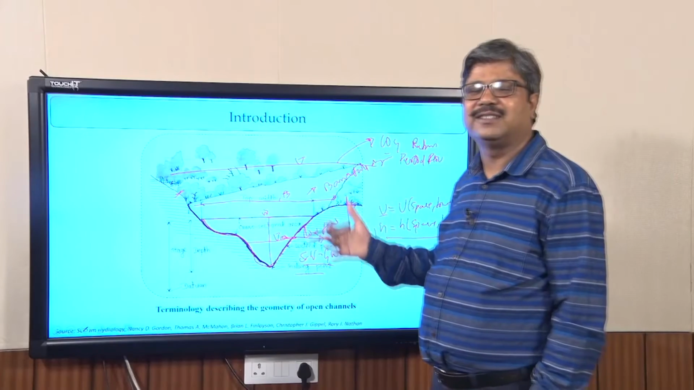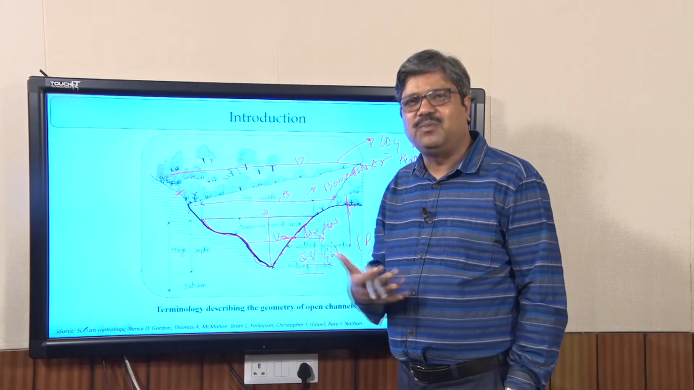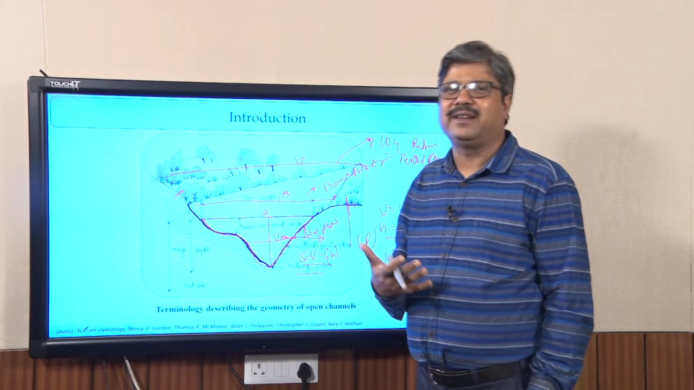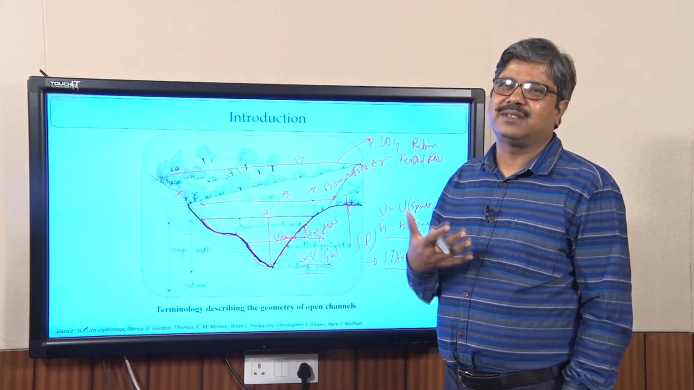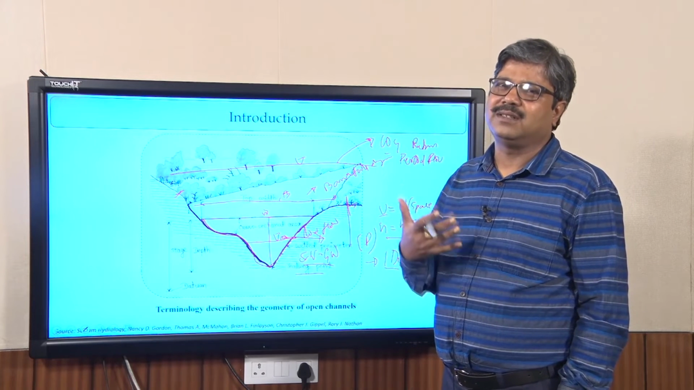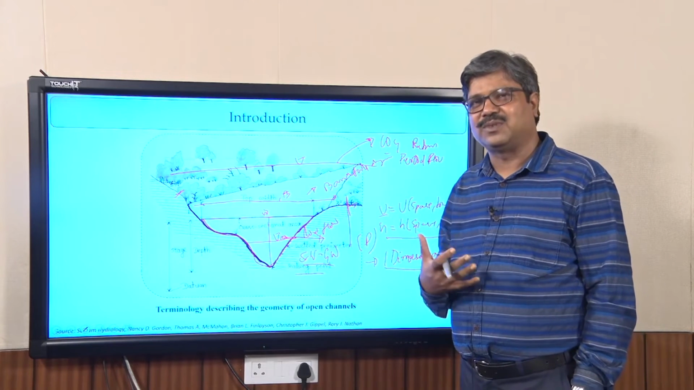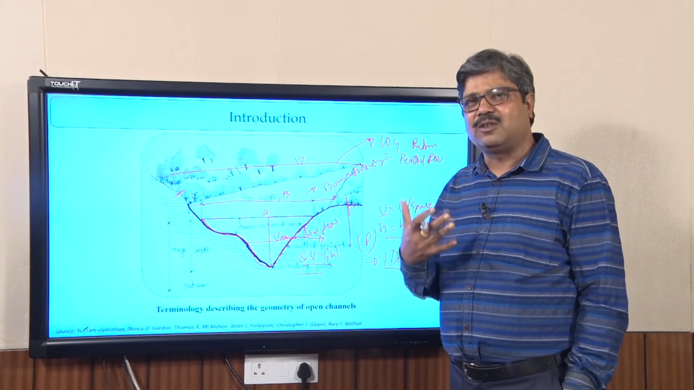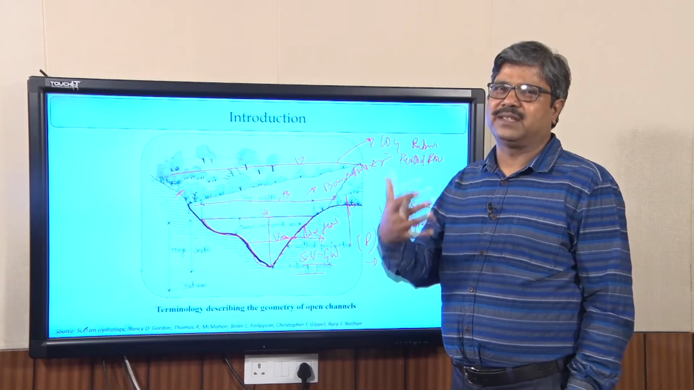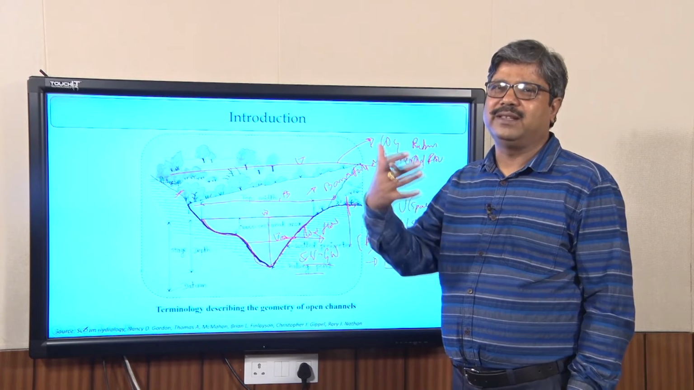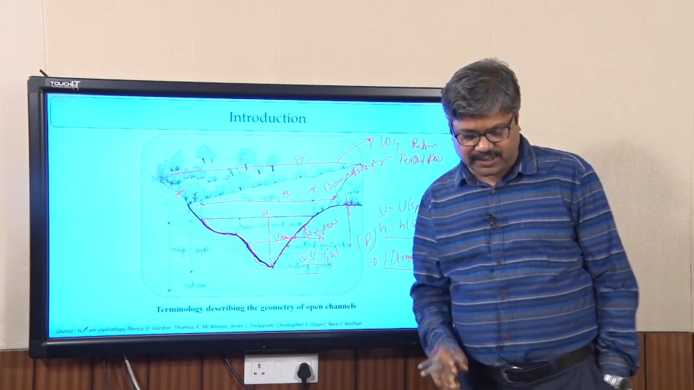So, the real conditions are much more complex. We simplified it and we try to write it in terms of mass conservation, momentum conservation or the energy conservation equations. So, still we have the assumptions, still we have a lot of simplifications if you look at the complexity of a river system.